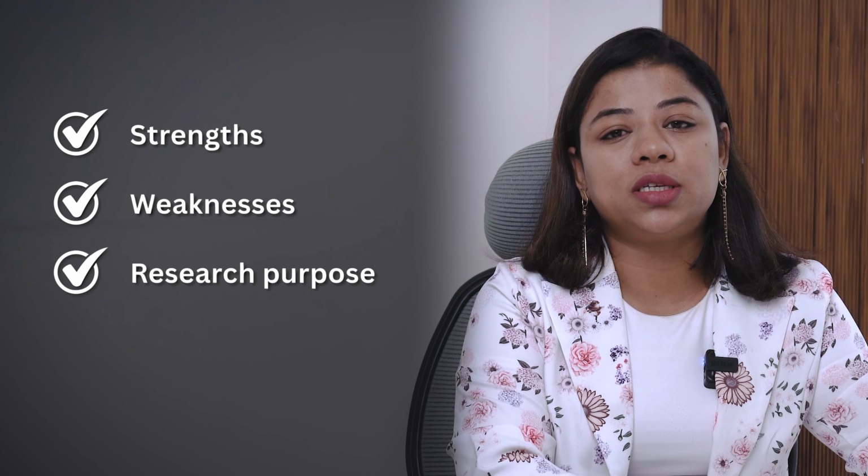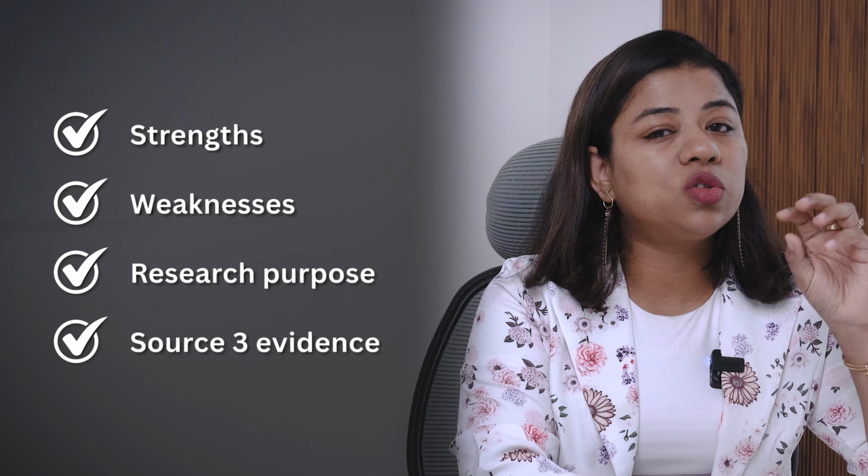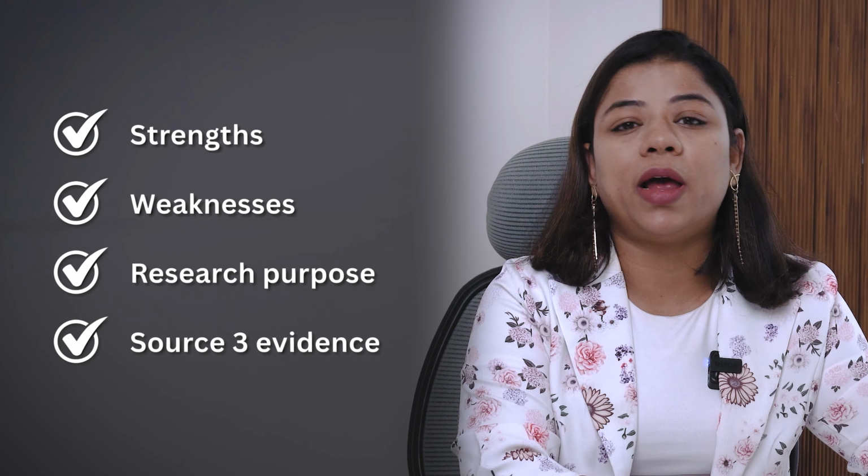Now the balance strategy which you can use is 1. Identify 2 to 3 clear strengths from source 3. 2. Identify 2 to 3 clear weaknesses from source 3. And 3. Link each directly to the research purpose. So use source 3 evidence to support each evaluation.